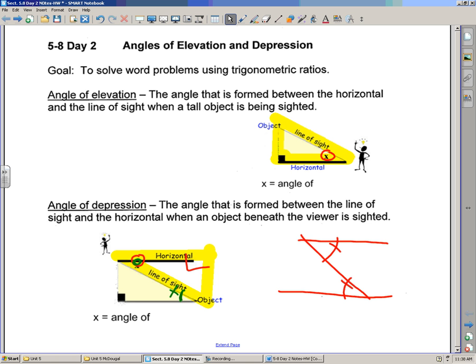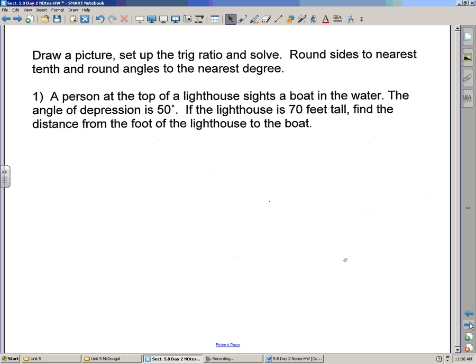Okay? Let's see what we got. Draw a picture of the trig ratio, round sides to the nearest tenth, angles to the nearest degree. A person at the top of a lighthouse sights a boat in the water. The angle of depression is 50 degrees. If the lighthouse is 70 feet tall, find the distance from the foot of the lighthouse to the boat.